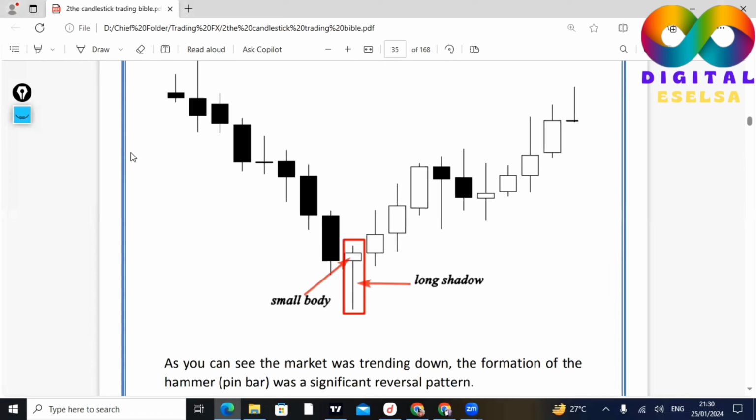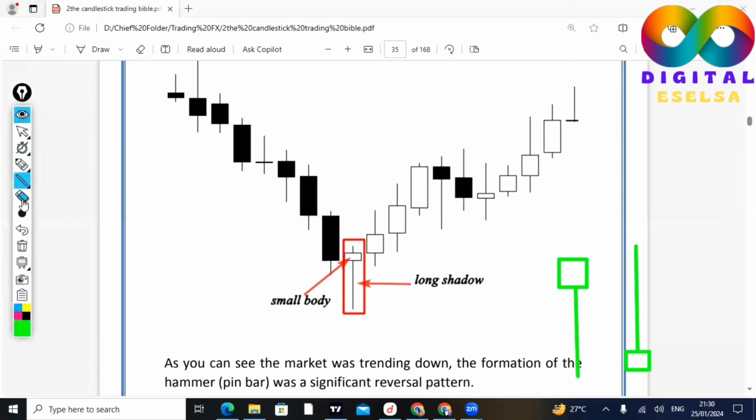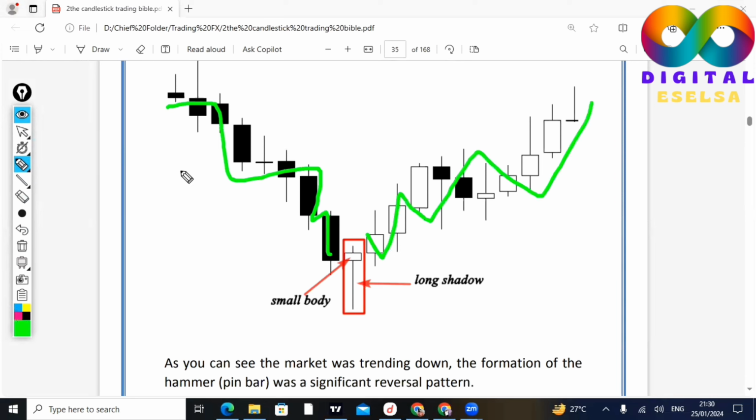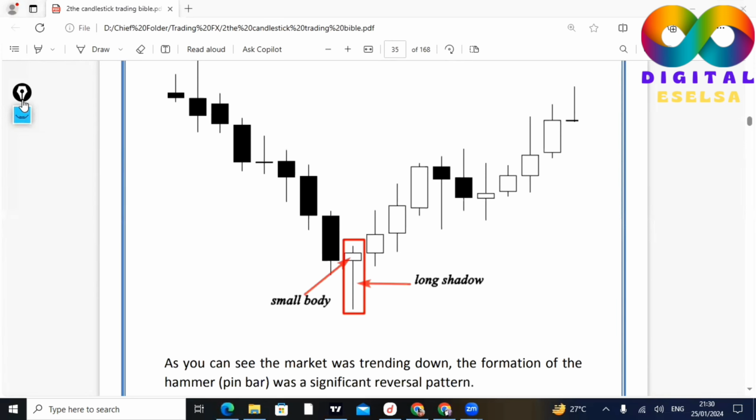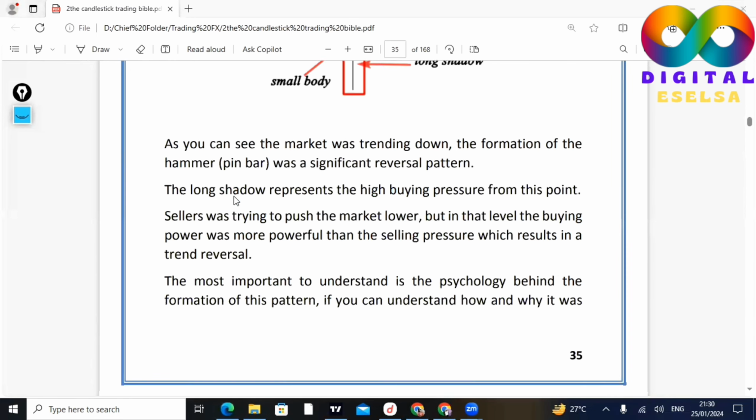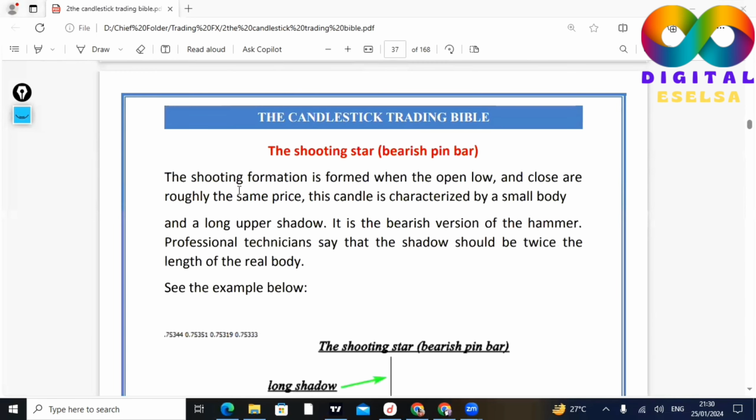Okay, we are running out of time. 9 minutes is remaining. The sellers are pushing the market down, right? Look at how the sellers are pushing the market down, and look at how this pin bar formed. This is the hammer, the pin bar, and after that, the market started going up. We are going to see it definitely in the chart.